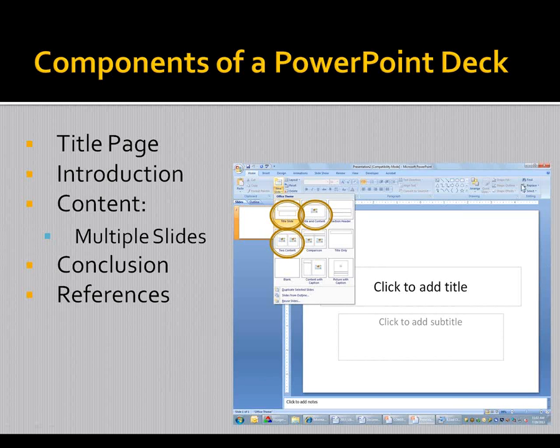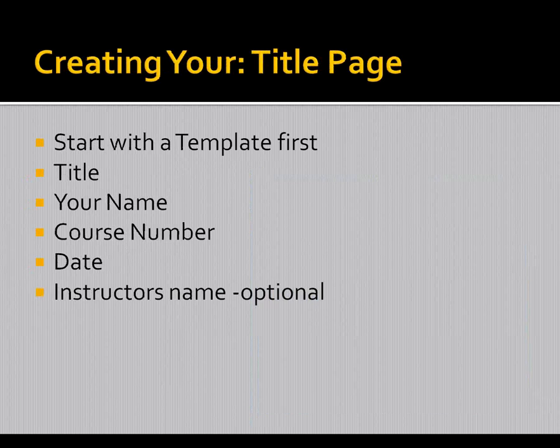Some of the more common ones that you'll always use are your title slide, and then there's also a content slide. Typically this is just bullet points, and then you might use a compare and contrast slide, so maybe pros and cons, so on and so forth. So again, you want to have a title, you want to have an introduction, you want to have your content, those are all the slides in the middle, and then a conclusion which wraps up your presentation, and then also your list of references.